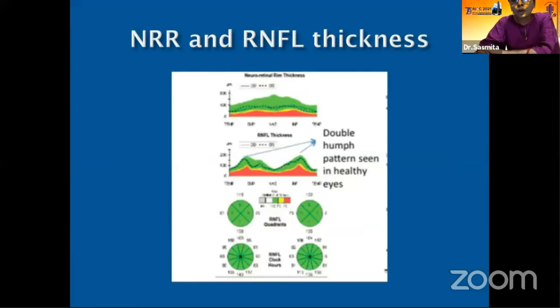So this is the lowermost portion, where NRR and RNFL thickness are shown. In this graph, the top one shows the NRR thickness, and the lower one shows the RNFL thickness in the hourglass pattern. The dotted lines and the continuous lines are for the right and left eyes, and you have to see whether these lines are in the green zone, yellow zone, or red zone. Similarly, they are depicted in a sectoral method, in a clockwise sectoral method.